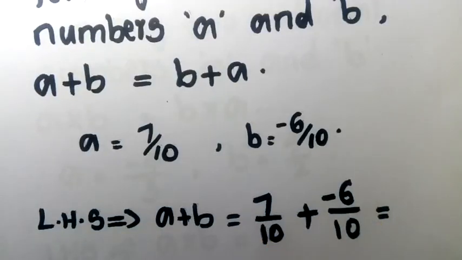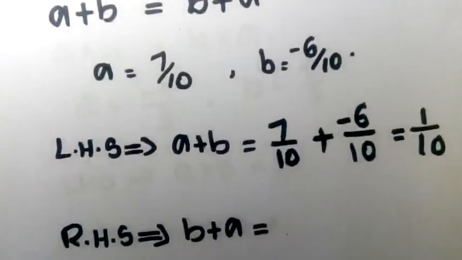Do you remember the rules of integers? One number is positive number, another number is negative number. So the rule is subtract small number from big number and put the sign of the bigger number, because here the signs are different. So 7 minus 6. What is 7 minus 6? 1. And a bigger number sign is positive. So the answer is 1 by 10.